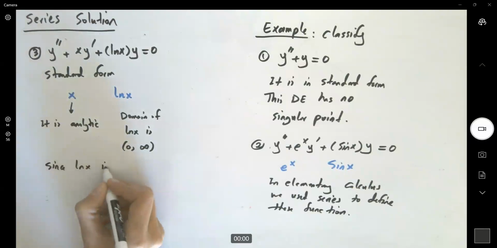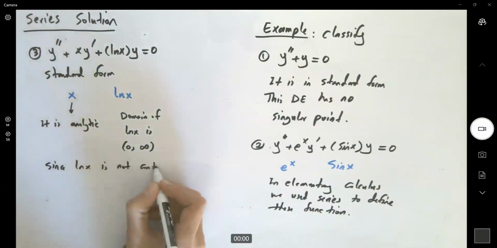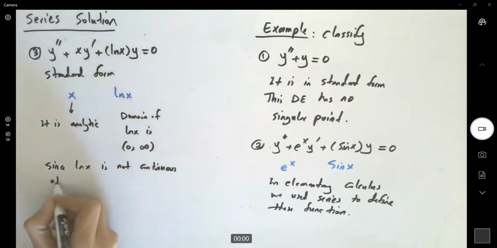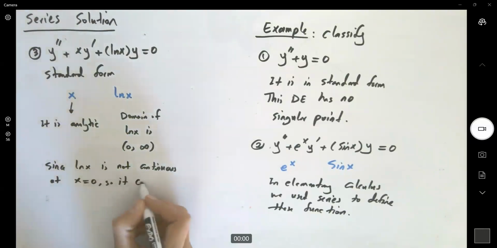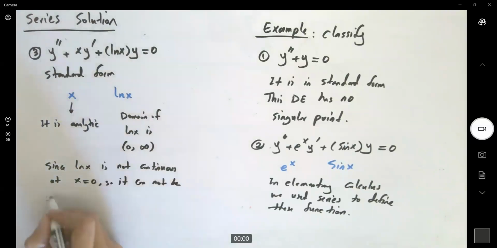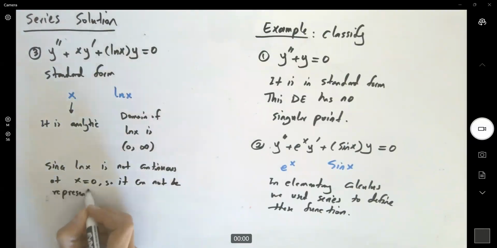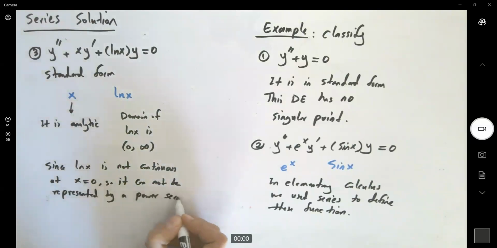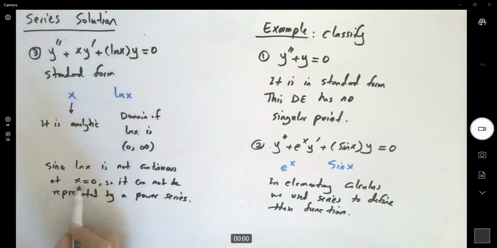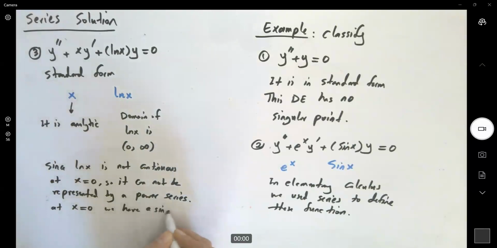Since ln of x is not continuous at a given point like 0, it cannot be represented by a power series. So at this point, it's not going to be analytic. At x equal to 0, we have a singular point.